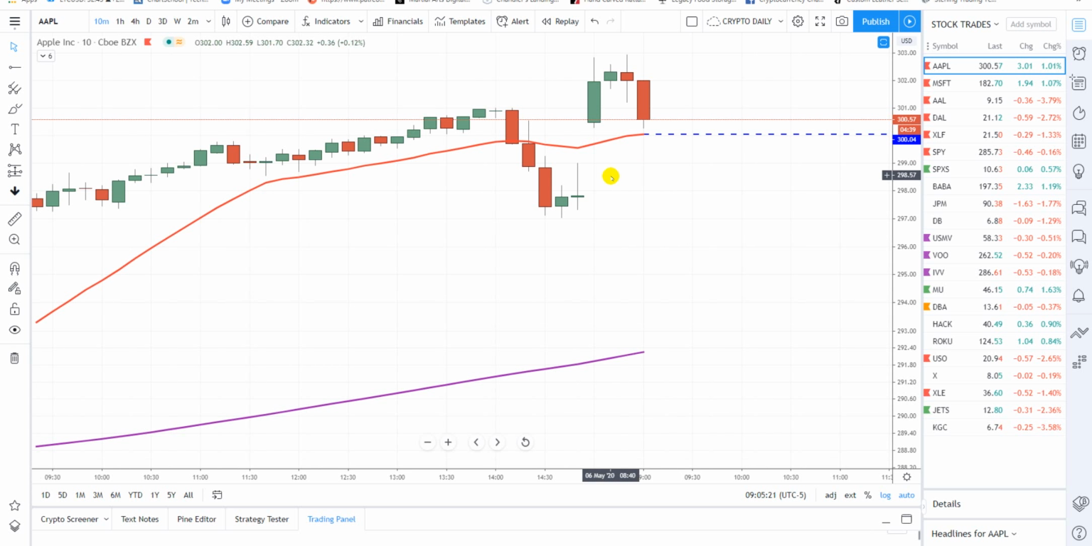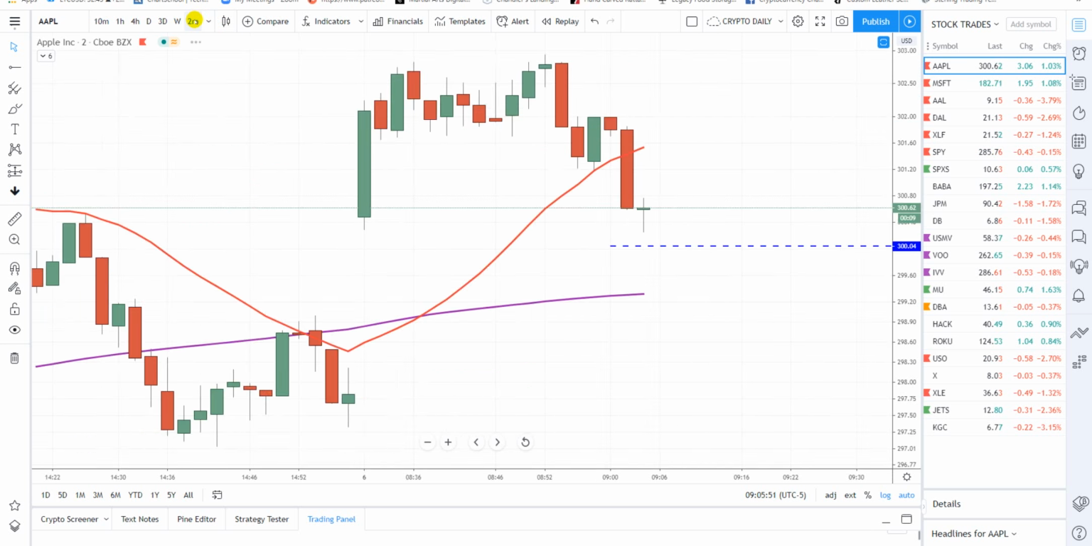But what I want you to see, we closed down here on this little spinning top doji, and then we gapped up from there all the way up to this green candle here, which is a pretty big price jump. But then we ran up over this high pivot area, that 301 area, and then a little indecision candle, potential sell-off candle, then we sold off.